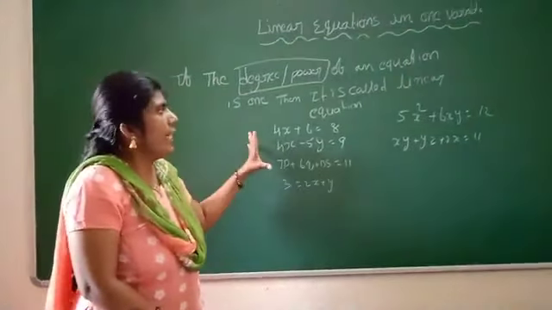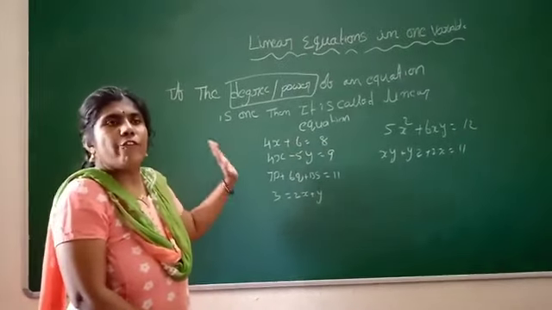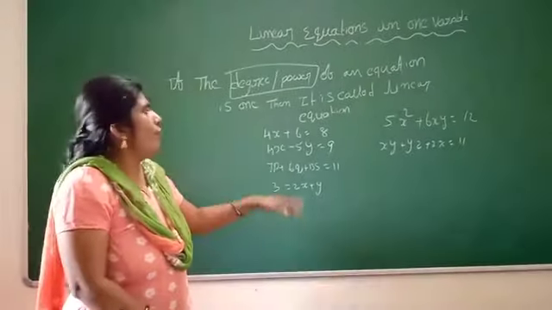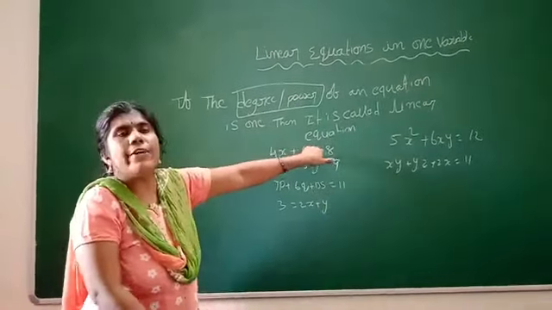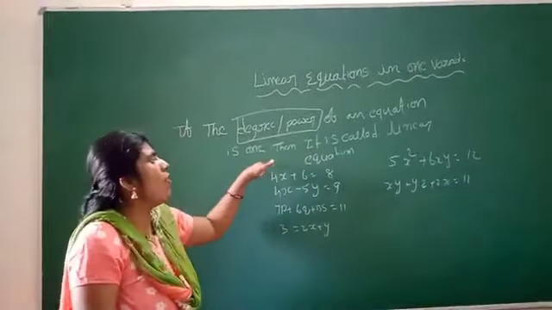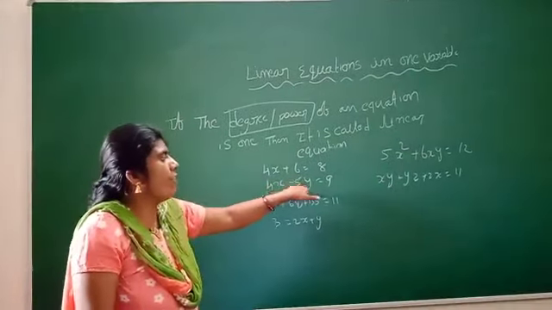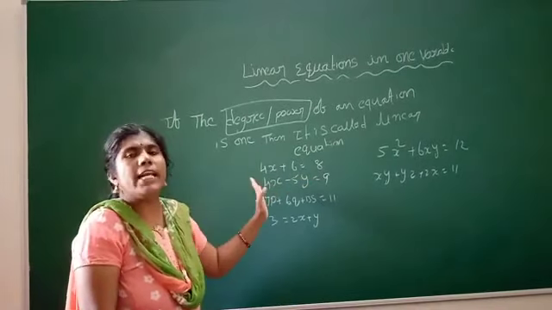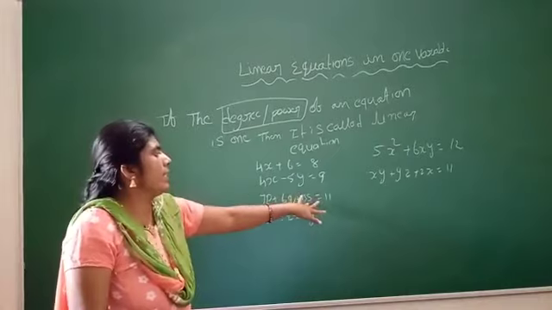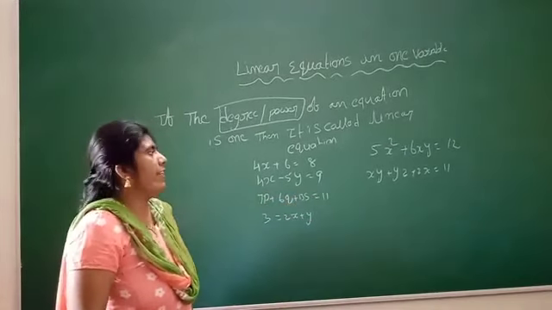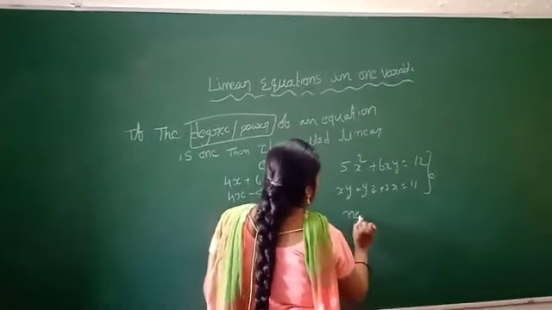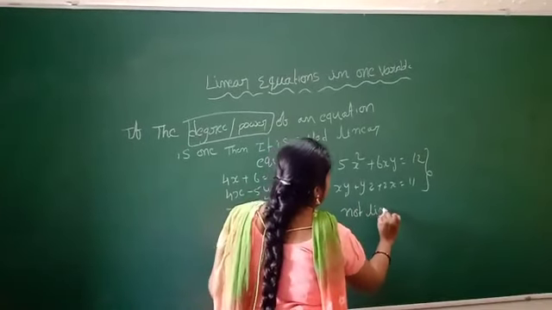Children, tell me some more examples. Which one is a linear equation? Which one is not a linear equation? First, 4x plus 6 equal to 8. It is a linear equation. Why? Because its degree is 1. 4x minus 5y equal to 9 is also a linear equation. These two examples are not linear equations.